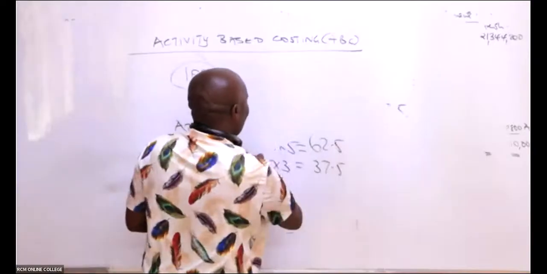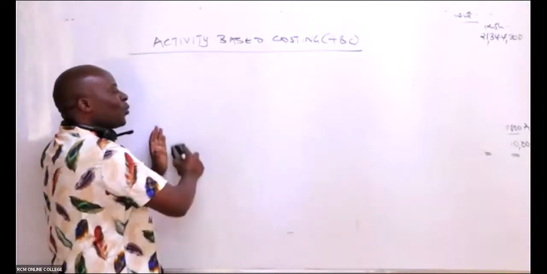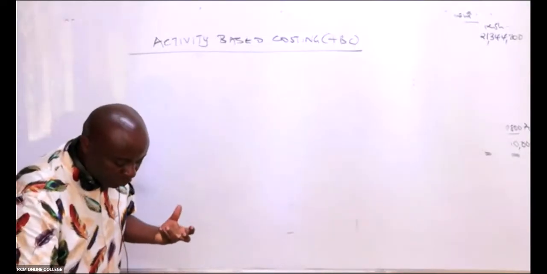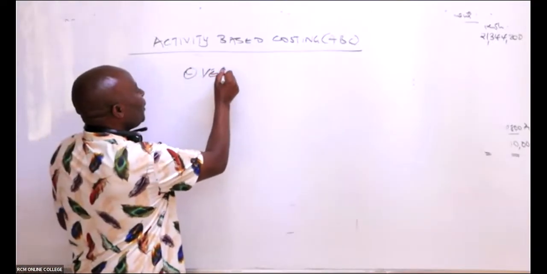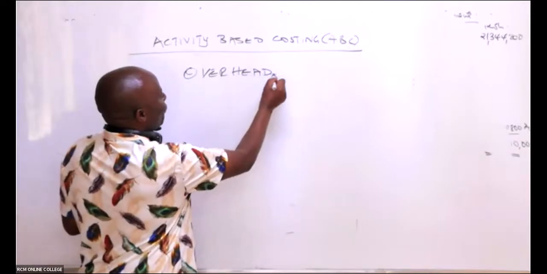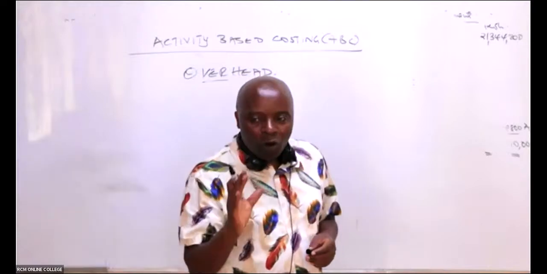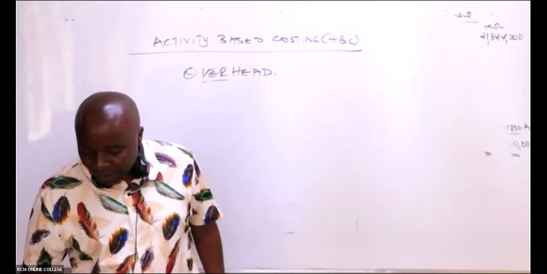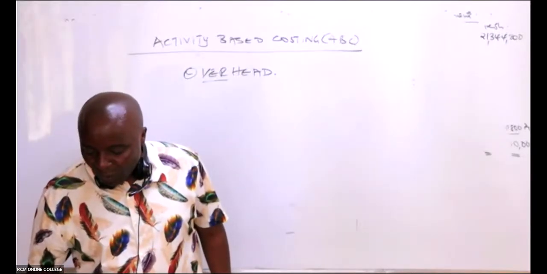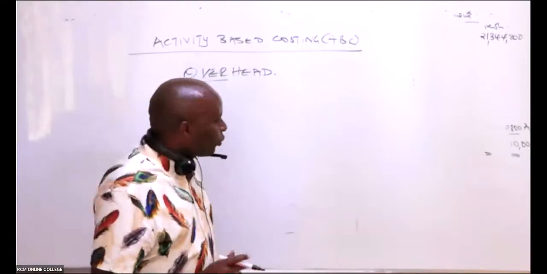Now, when we talk of the activity-based costing approach, ladies and gentlemen, first of all, you need to appreciate what we are doing in terms of apportioning these overheads. First of all, what is an overhead? From the name overhead, these are basically common expenses. These common expenses, at the end of the day, will need what we call apportionment. They are common expenses incurred for the benefit of what here?